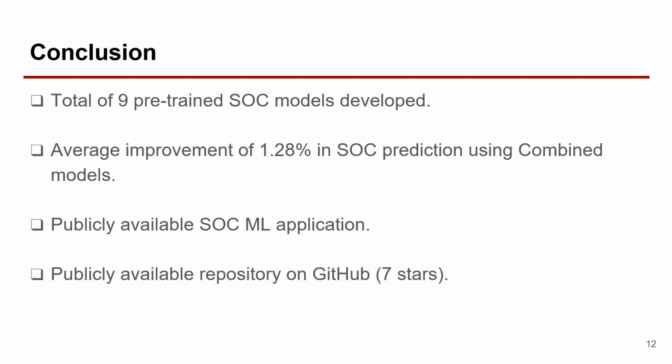To summarize and conclude, a total of 9 pre-trained state of charge models are developed over the course of this project using the LG dataset, the Panasonic dataset, and a combined dataset that combines both the LG and Panasonic datasets. We saw an average improvement of 1.28% in state of charge prediction when using the combined models. To make all of these models publicly accessible and available, we created a state of charge machine learning application that's very easy to use. All users would need is voltage, current, and temperature in their file, and they will be able to get predictions on the state of charge of their battery over time.